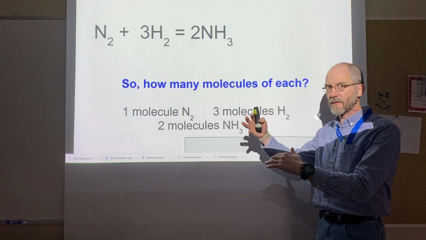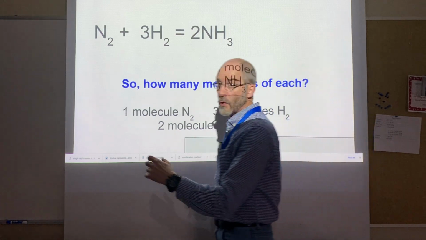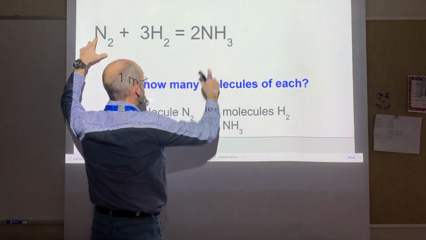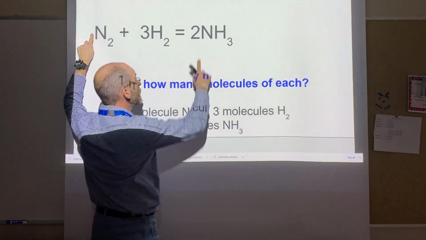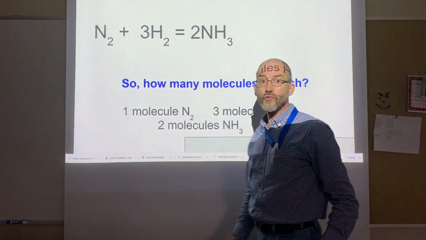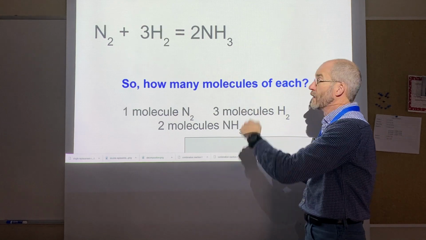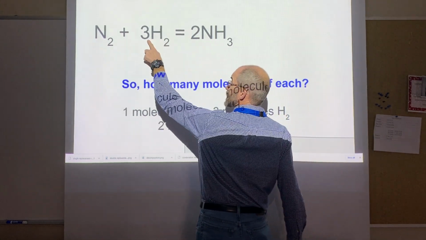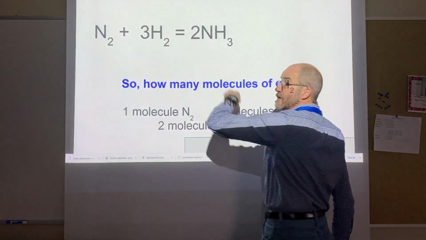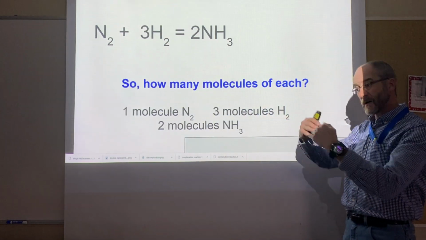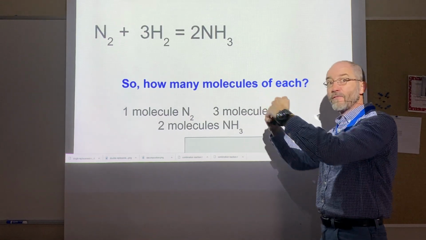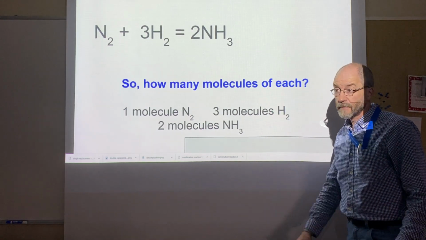You can think about this if you wanted to make a fraction. In other words, how many N2s does it take to make this? It takes 1, but how many do you get? You get 2. Ooh, so that would be a fraction, or could be a fraction. Well, how many of these does it take? It takes 3, but how many do you get? You get 2. So there is a possible ratio or a possible fraction that we could create, okay?